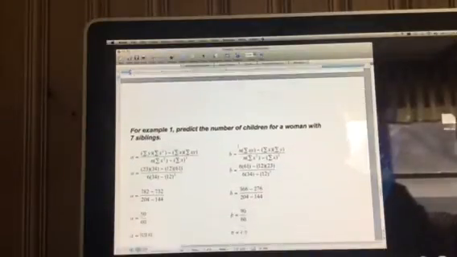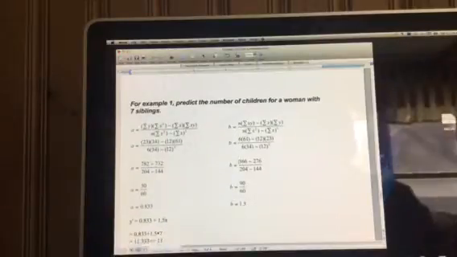Similar to what we did with correlation, we're going to go to an example. For example 1, where we had the number of children versus the number of siblings for a woman, we want to try to predict the number of children for a woman with 7 siblings. To do that, we would go back to that same table that had 5 columns in it, the x, y, x times y, x squared, y squared columns, and we're going to pull our numbers from there. So a equals, in the numerator, sigma y, bottom of column 2.